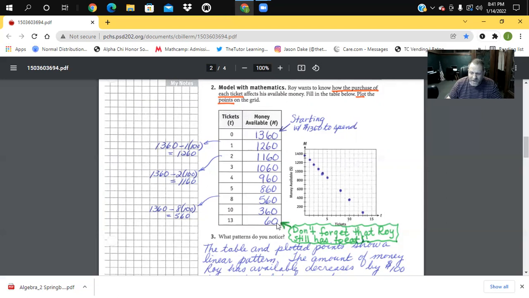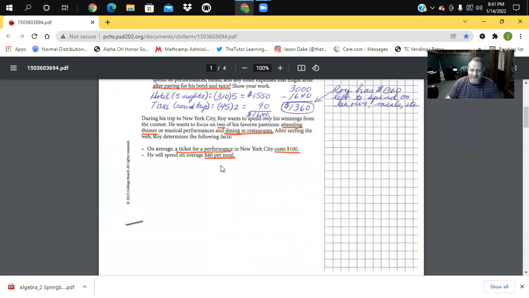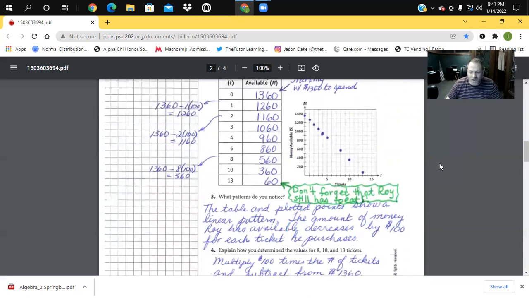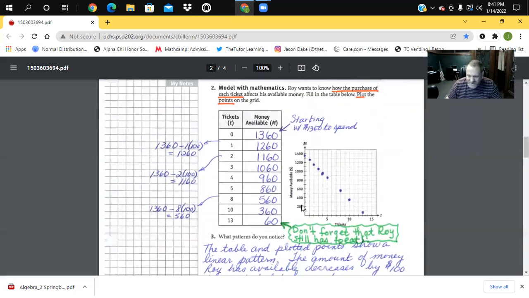So don't forget that Roy still has to eat. He still has to eat $40 per meal. All right, so let's graph it. As you can see, guys, we are graphing, it's going to be a linear line graph all the way up to about 1360 up here.